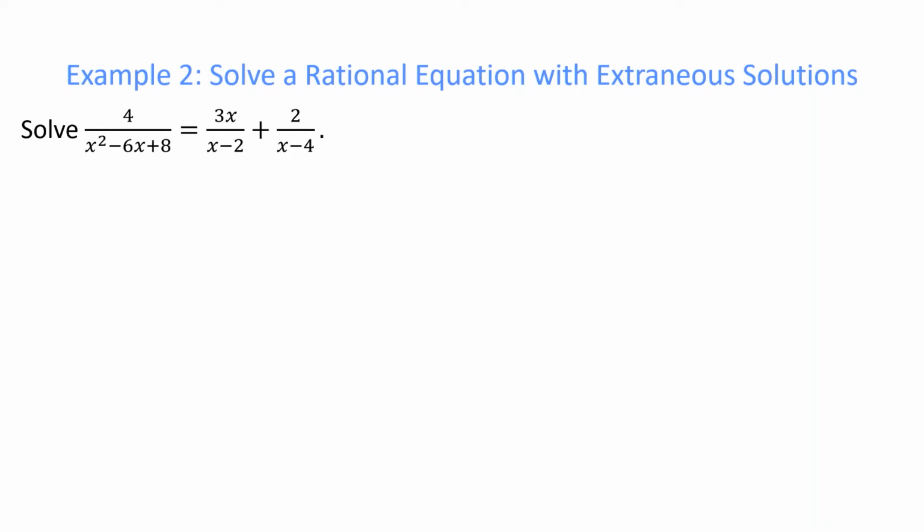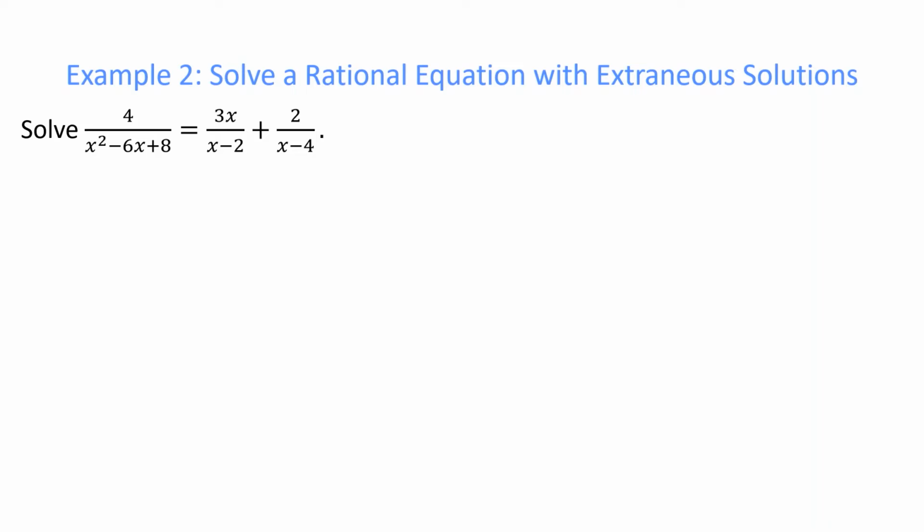Example 2. Solve a rational equation with extraneous solutions. An extraneous solution is a solution to an equation that emerges from the process of solving the problem, but it is not a valid solution to the problem. Extraneous solutions can arise naturally in problems involving fractions with variables in the denominator. We will explore this further in the example below.